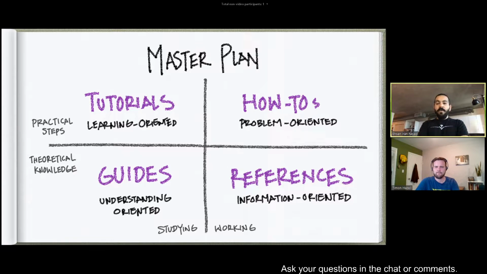There are 4 segments in this chart. The 2 at the top, noted on the left side, are the practical steps. The 2 on the bottom are theoretical knowledge. The 2 on the left are studying, the 2 on the right are working, as noted at the bottom of the chart. This means that the 2 on the left are generally what we deal with when we're studying and learning about that new software or tool or platform. The 2 on the right are the ones we generally refer to when we're working with the tool.